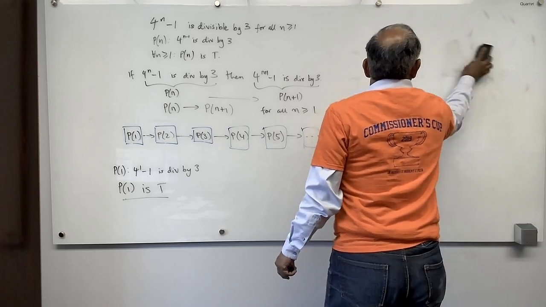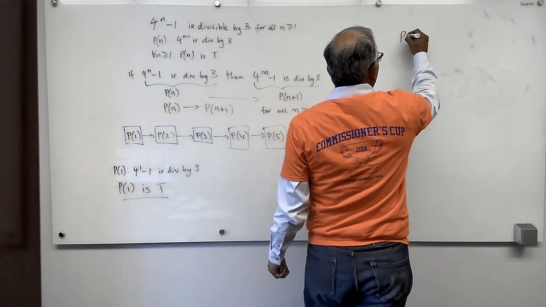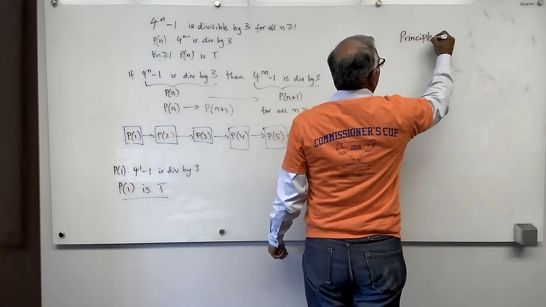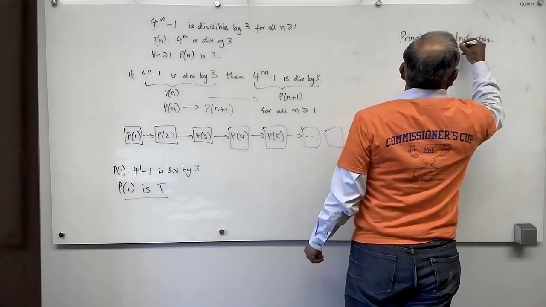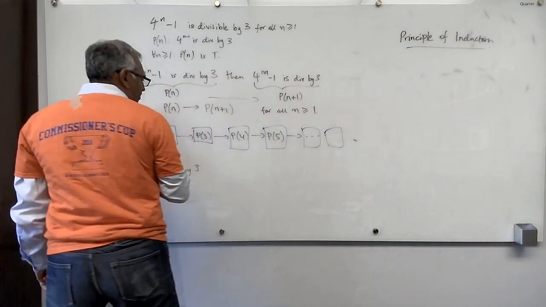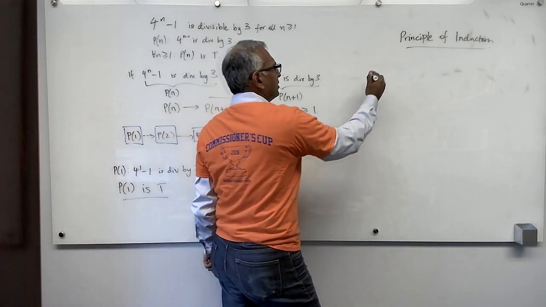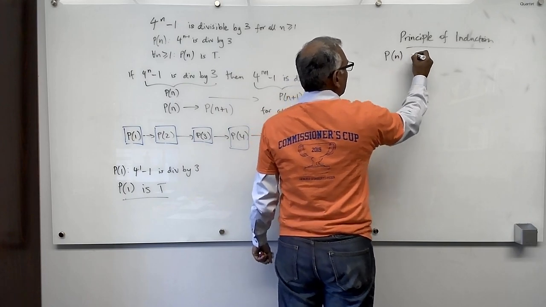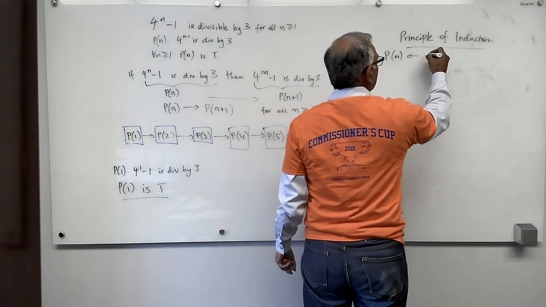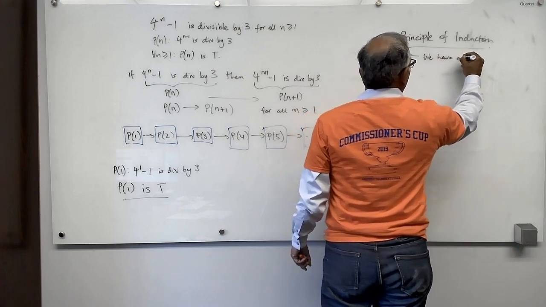Humanity's greatest invention. Okay, principle of induction. So, from the very beginning, we must agree that we're working with some predicate P. So we're working with some predicate P of n. We have a predicate in mind.